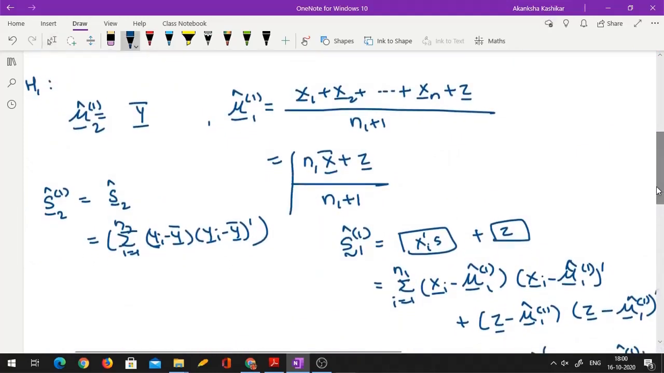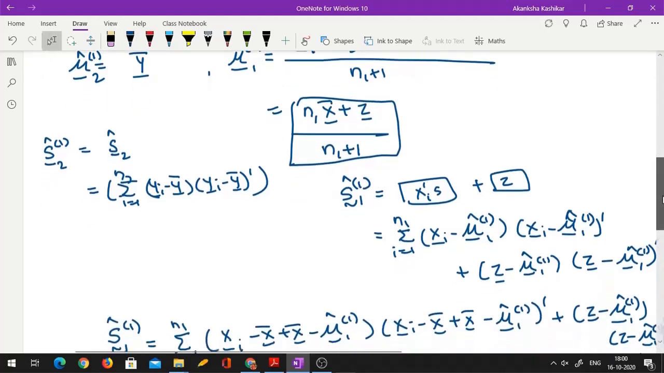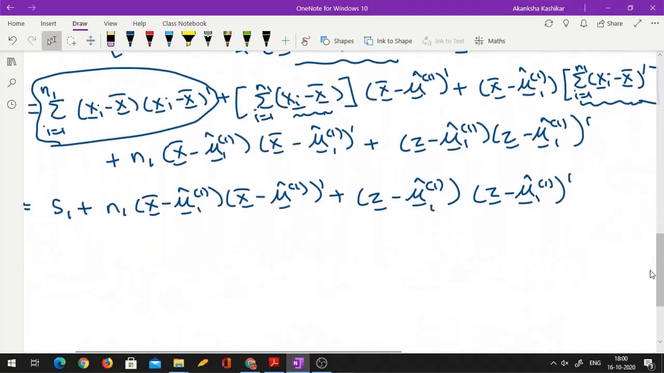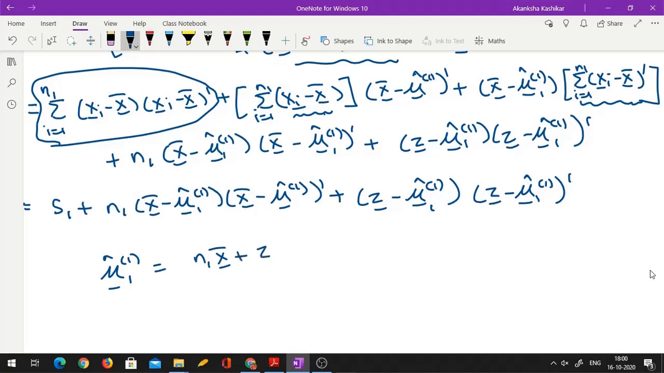mu1 hat is n1 x bar plus z upon n1 plus 1. S2 hat would actually be the same as regular, because in that y there is no change. So let us try to substitute that. If you want to write it down, the sum over i going from 1 to n2 of yi minus y bar times yi minus y bar prime. Okay, so let me substitute that everywhere.